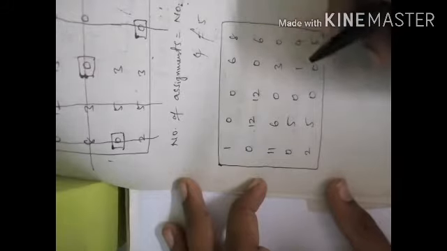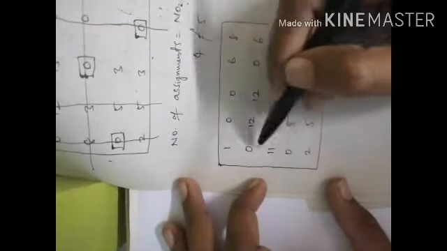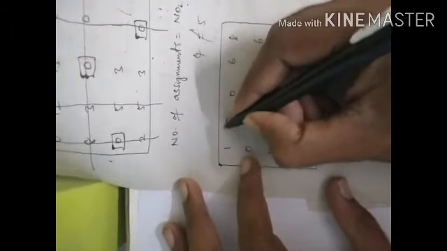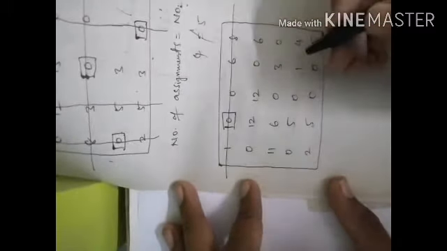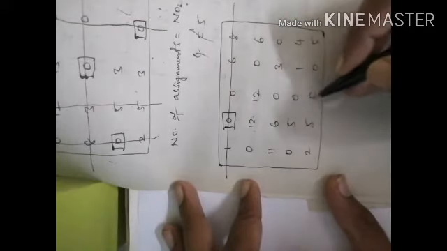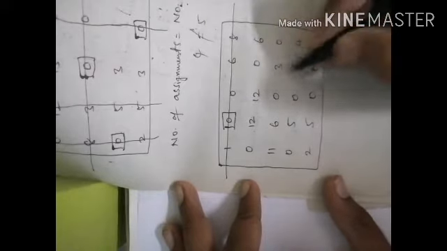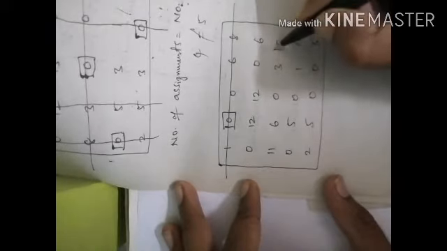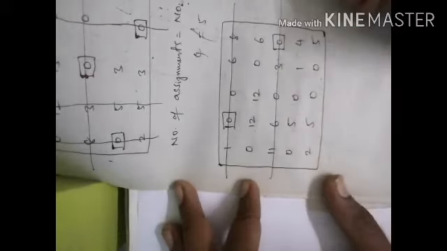So now the column examination, see column-wise. In the first column two zeros are there, so skip it, and the second column contains only one zero, then cancel it horizontally. And the third column contains three zeros, so skip it, then the fourth column contains two zeros, again skip it, and the last column contains only one zero. So rectangle it, then cancel it.